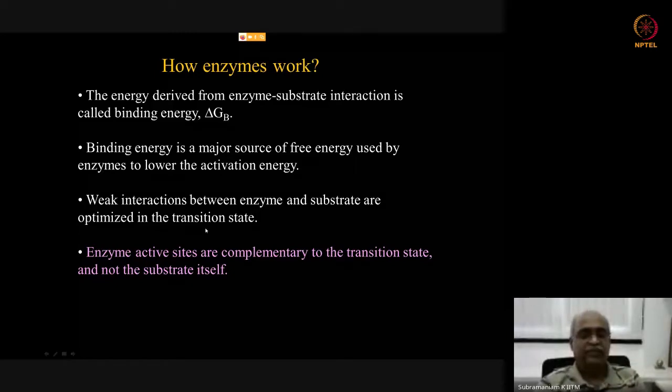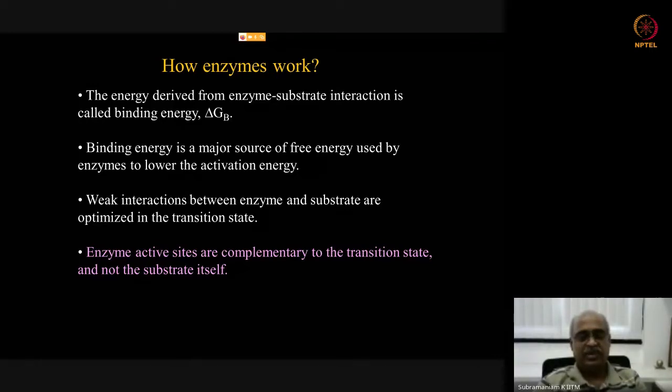And these interactions are optimized in the transition state. So this is something we need to specifically think about. The substrate binding to the enzyme is not like the way a key fits into a lock. Here, the substrate at the ground state fitting into the active site would be the same as a key fitting in a lock. The key outside or key inside, it is the same. It hasn't undergone any change in its structure.